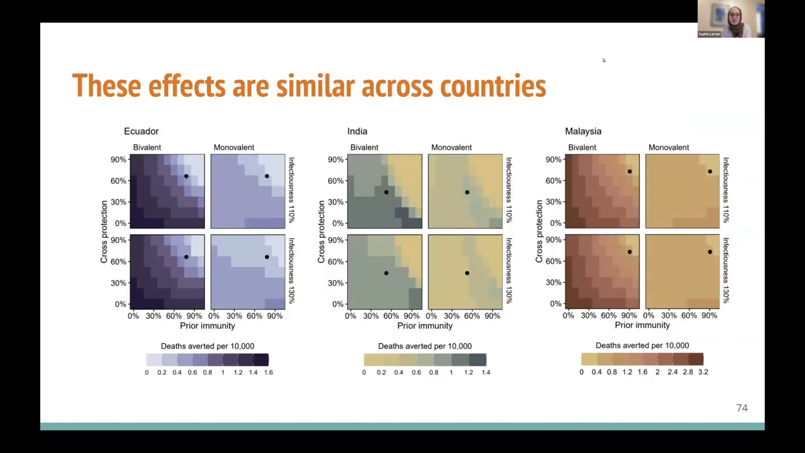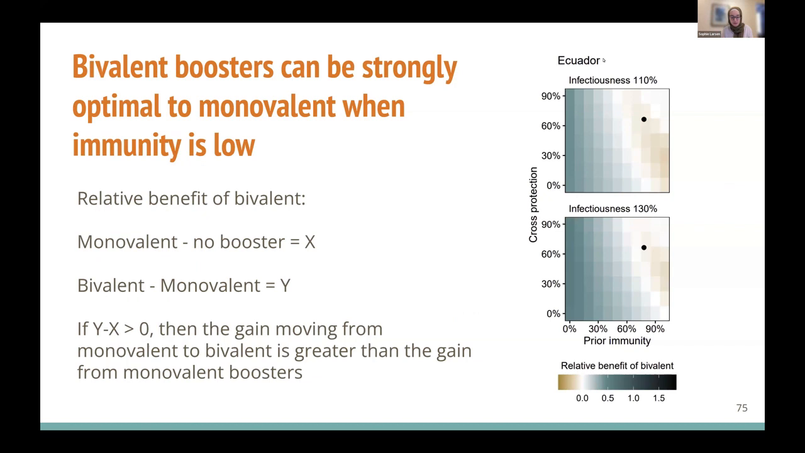And when we look at all of the countries, they're fairly similar. We get a lot lower impacts in India because, really, the main reason is that their boosting is a lot lower. And in Ecuador and Malaysia, the dynamics are quite similar. So we're really seeing that the highest impacts are at the lowest levels of prior immunity and cross protection, as we would expect.